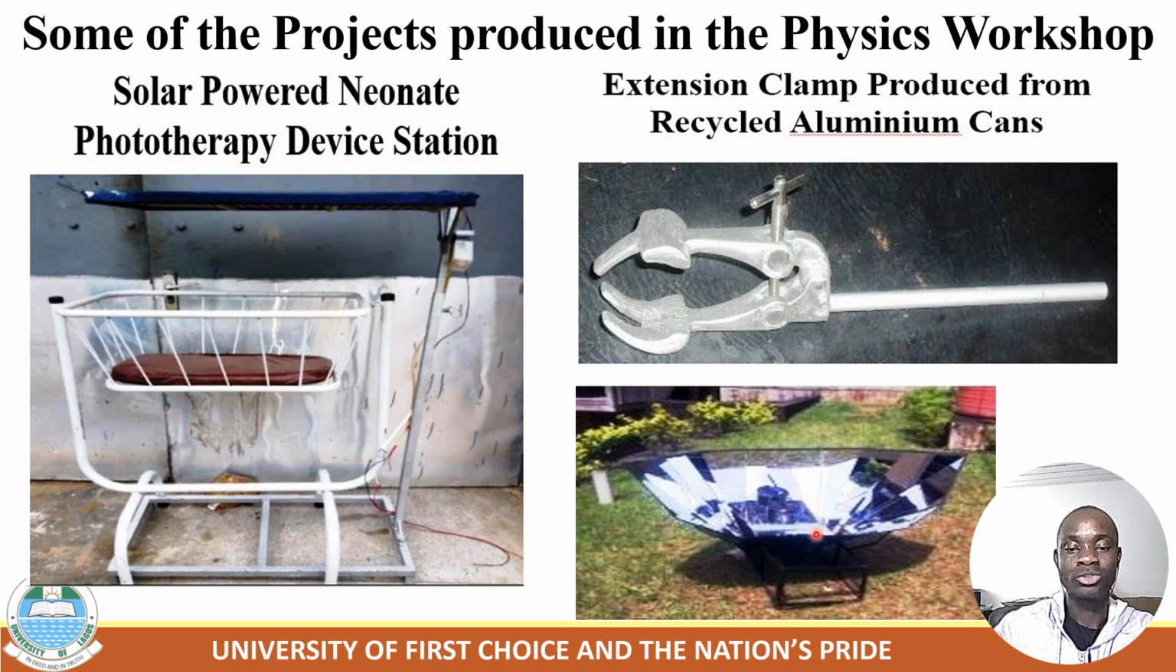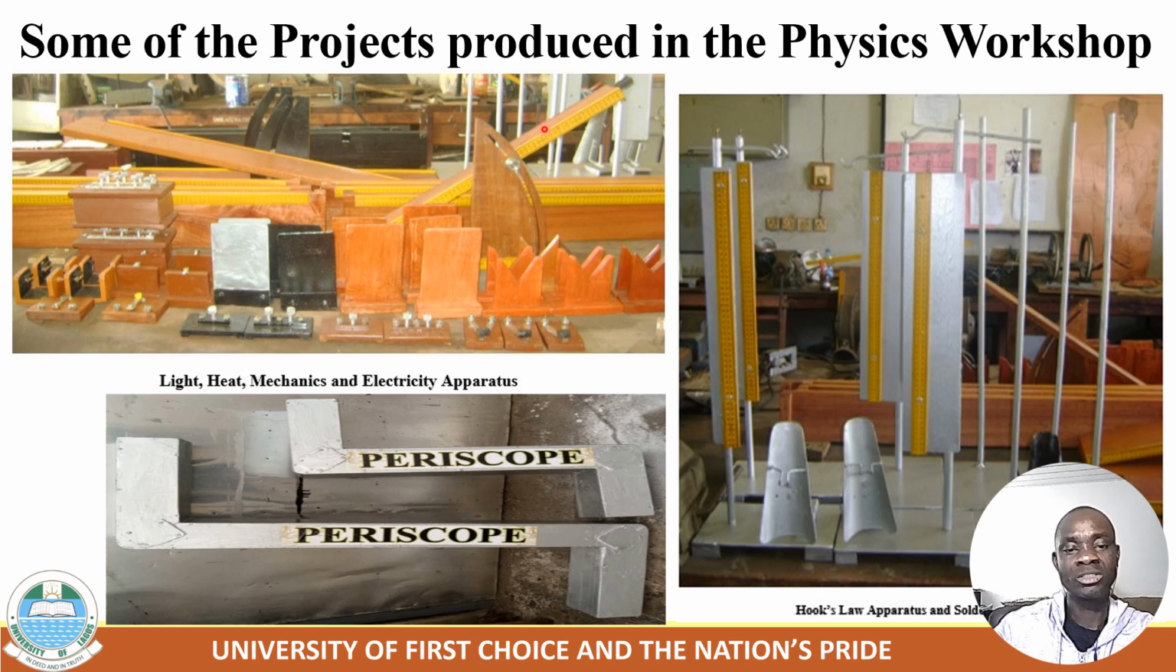And also this one is a solar cooker. It is one of our students' projects, carried out in the workshop. And also this one is a bench holder, lens holder, screen. Majority of these are a switch for electricity experiments, lens solder, pin solder, optical bench for light experiments, inclined plane, resistance box. All these were our student projects.